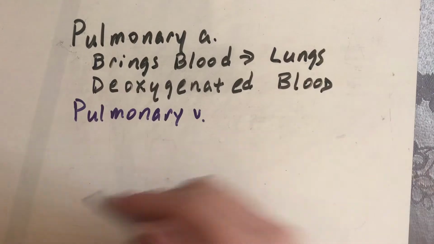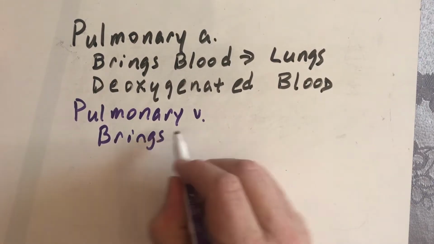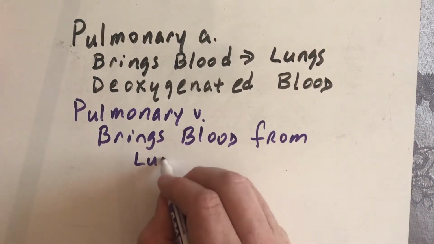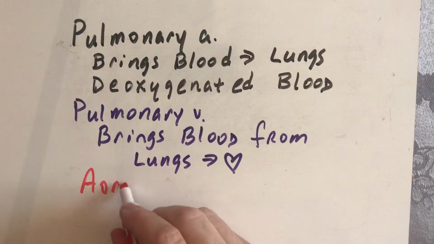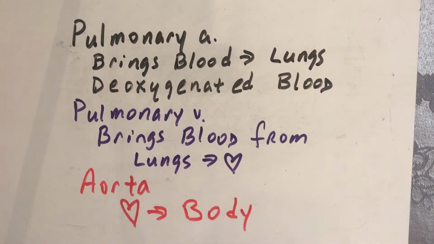The pulmonary vein brings blood from the lungs back to the heart. Okay? And then we have the aorta. What the aorta does is it takes blood from the heart to the body. The aorta is also an artery. It's the biggest artery in the body.